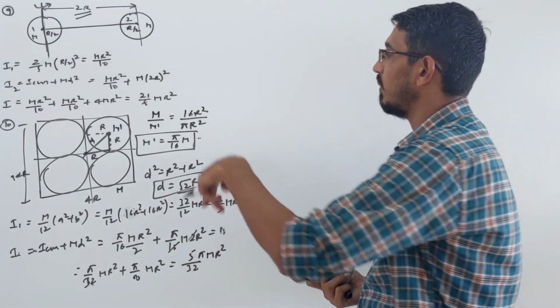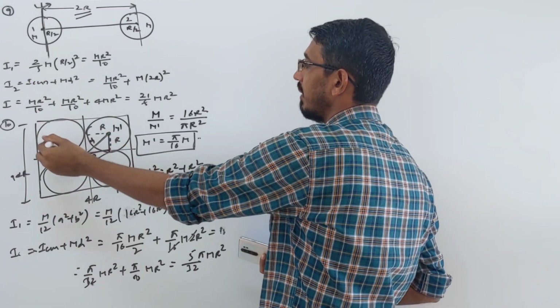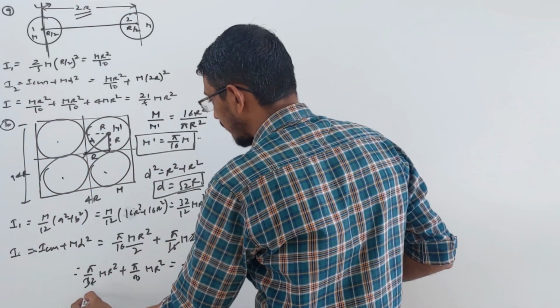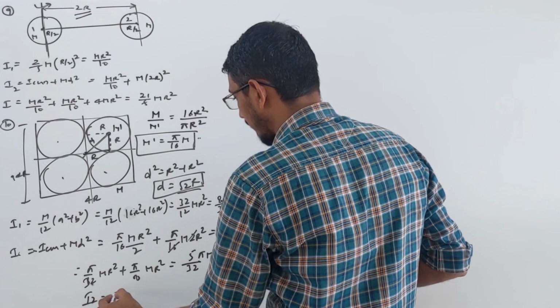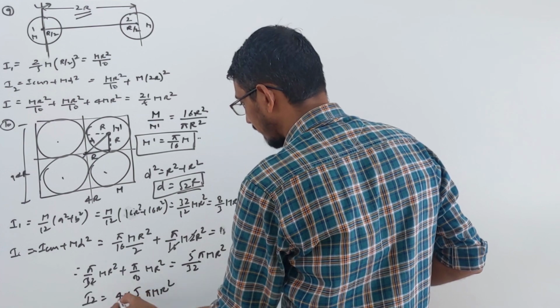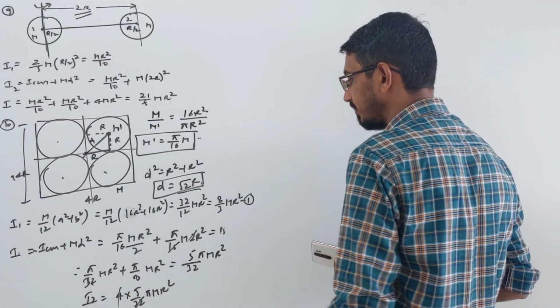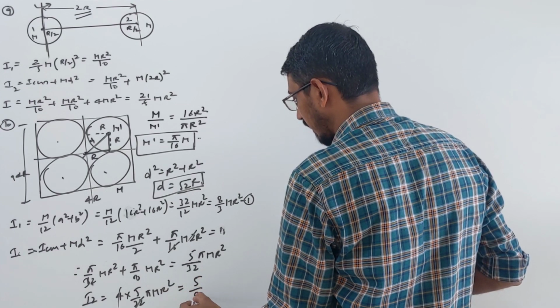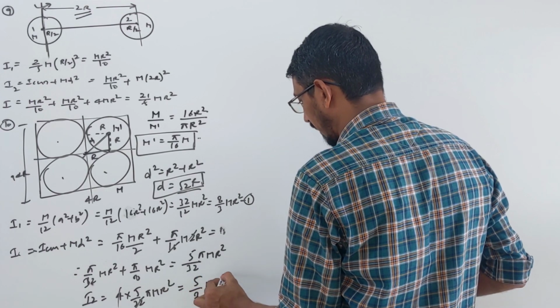One circular sheet, one disc, right? And similarly we have exactly 4. So multiply this number by 4, then we get total inertia of the removed part. If you multiply by 4, 4 into 5 by 32 of pi mr square, this goes 8 times, correct? So we are getting 5 by 8 pi mr square.